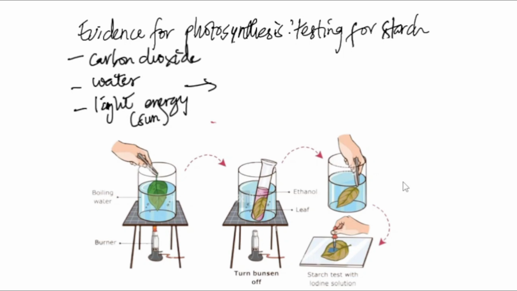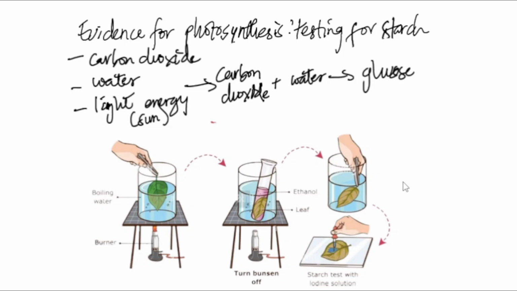So the equation for photosynthesis is carbon dioxide plus water gives us glucose plus oxygen. So it's this product that we are going to test, and that will help us to know whether a plant has undergone photosynthesis or not.